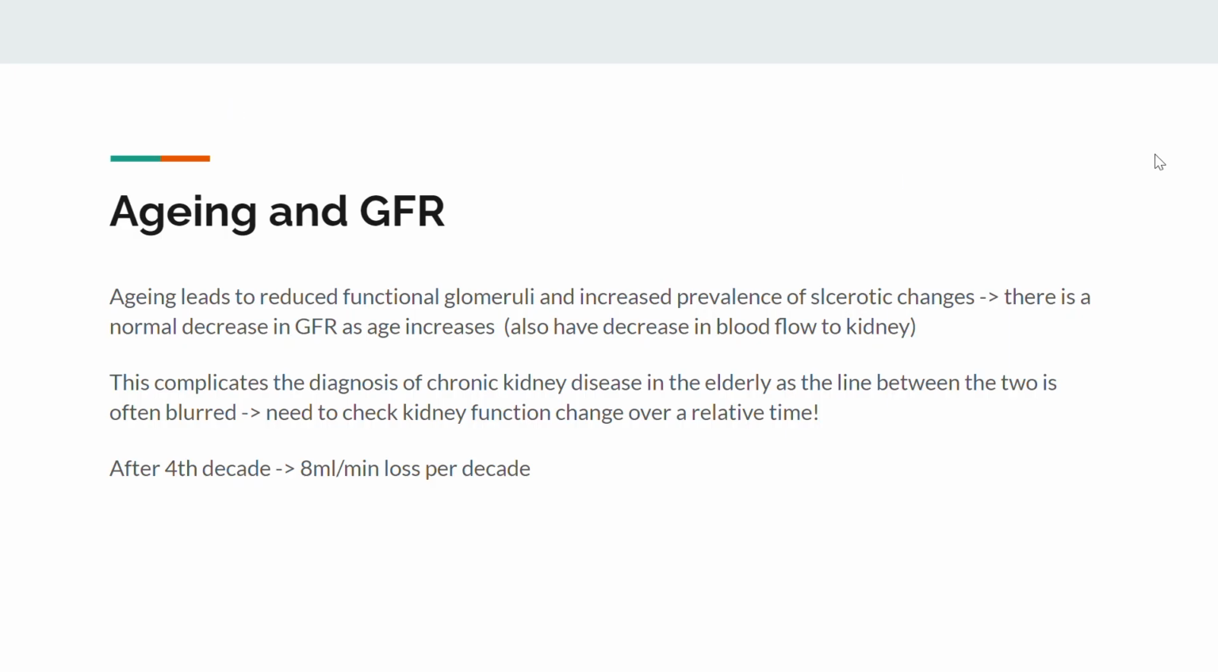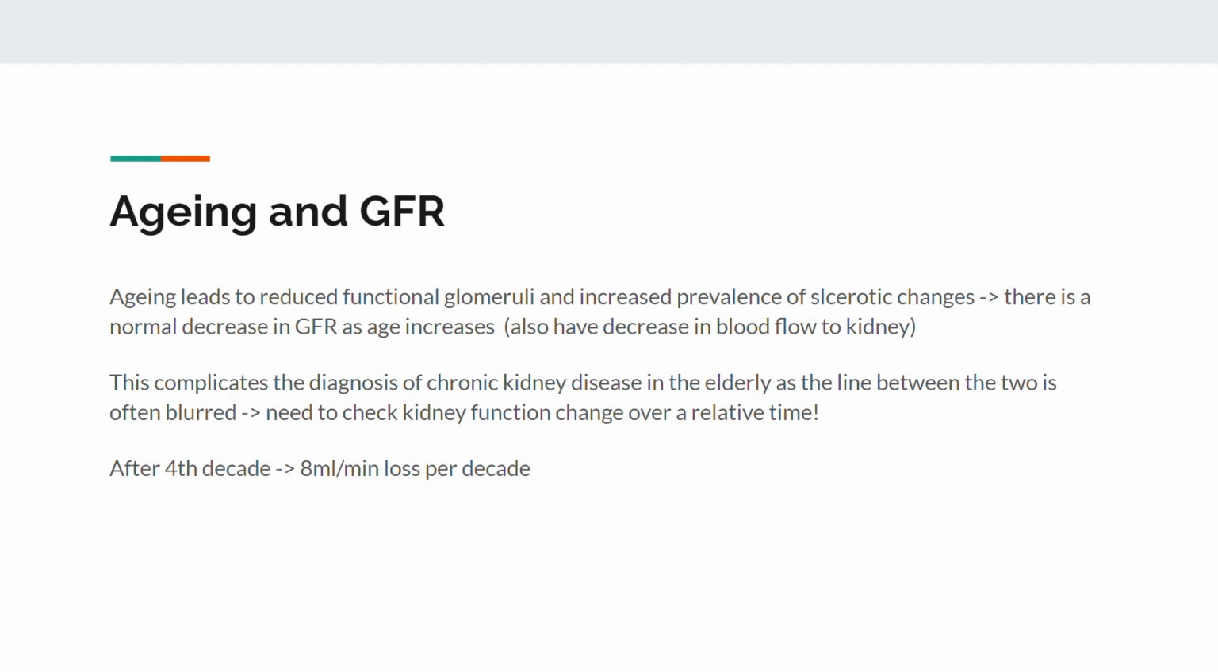Alright guys, we're nearly there. The last couple of things we're going to talk about is aging and GFR. Aging leads to a reduction in the functional glomeruli and an increased prevalence of sclerotic changes. Essentially what this means is there is a normal decrease in GFR as age increases. You also get a decrease in the blood flow to the kidney, and this is essentially just because you're losing functional nephrons.